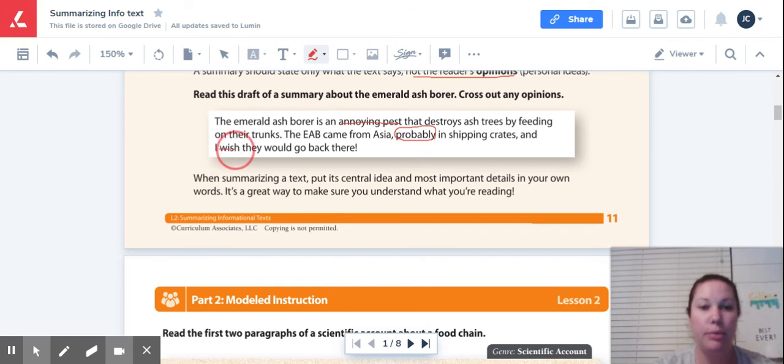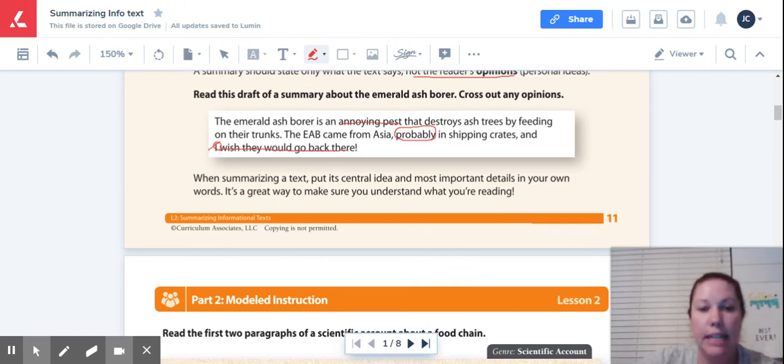Yeah, I wish they would go back there. We do not want to have any I statements. No I statements. I'm crossing that out. No I statements in summaries. Okay, this is not an opinion essay that you're writing. It's not an argumentative essay that you're writing. This is simply a summary. You are giving information, a brief snippet of the article or book or chapter that you've read.